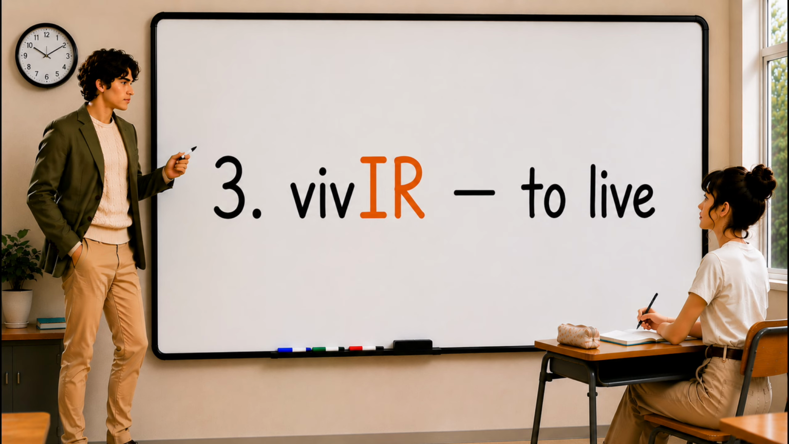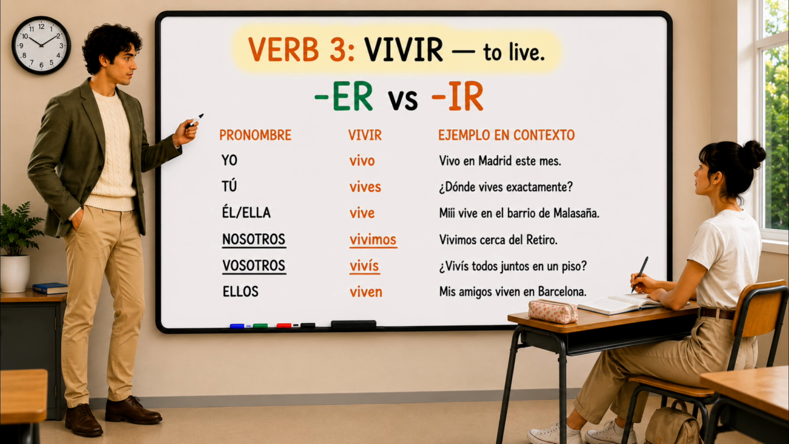Verb 3, vivir, to live. Regular IR verb. A pattern for all IR verbs. Vivir, escribir, abrir, subir, all follow this pattern. The IR conjugation is almost identical to the ER conjugation, with 2 differences. Vivimos, for we, and vivís, for you. These are the 2 endings that vary.